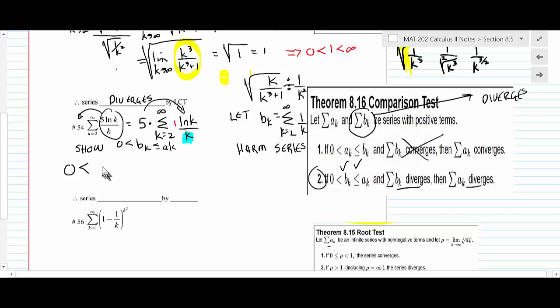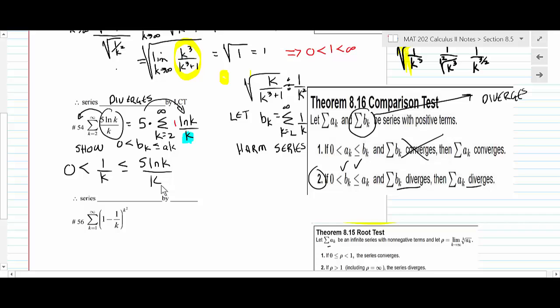b sub k is the series with 1 over k. Now you're just doing the expression. Is that true? 1 over k is always greater than 0. Tell me that. Yeah, of course. k is a positive number, right? That's the counter on your series. Now we need to see, is that less than or equal to where we started, 5 ln k over k. All right, we need to see if that's true.